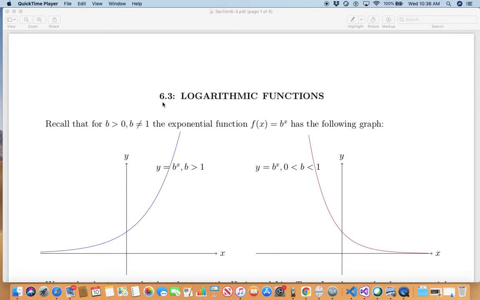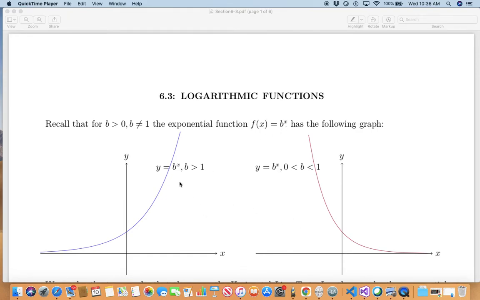Back. So now we start section 6.3, logarithmic functions. Recall, for base b greater than 0, b not equal to 1, you have the exponential function f(x) equals b raised to x. This function has the following graph.